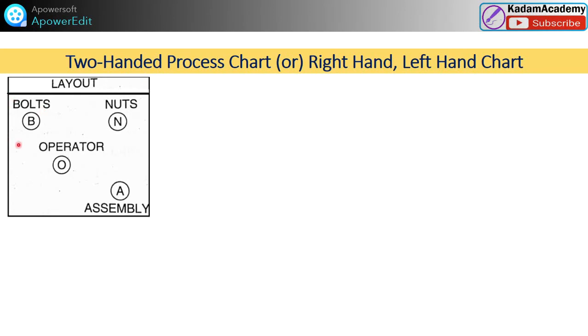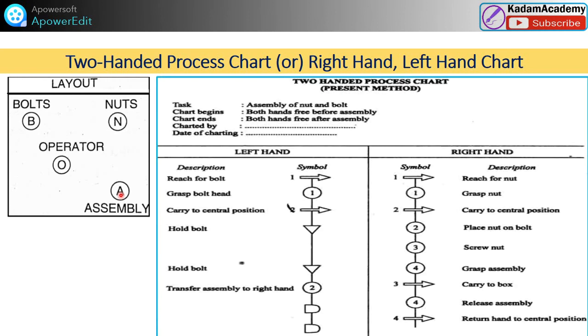So the layout. Suppose the bolts are kept here, and the nuts are kept here. An operator is at this table. The operator will pick up the bolt and nut and make one assembly of nut and bolt, and keep this assembly at this place A. How will the process chart be drawn? Like this: assembly of nut and bolt, two-hand process chart. This is the present method, and the chart begins with both hands free before assembly and both hands free after assembly. The chart ends here.